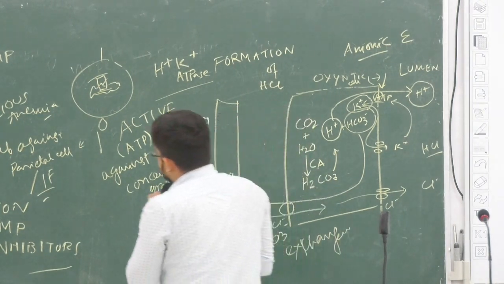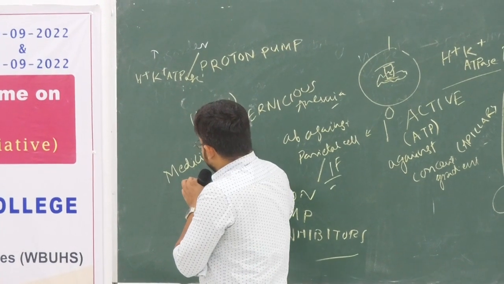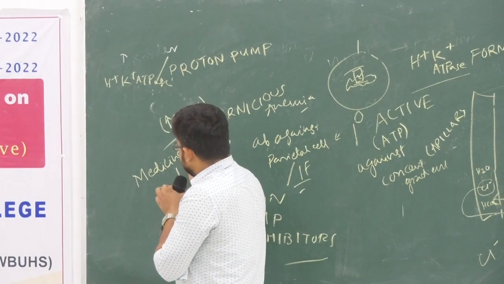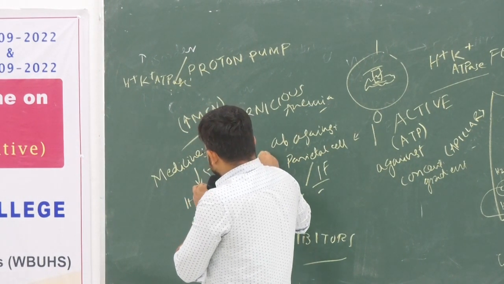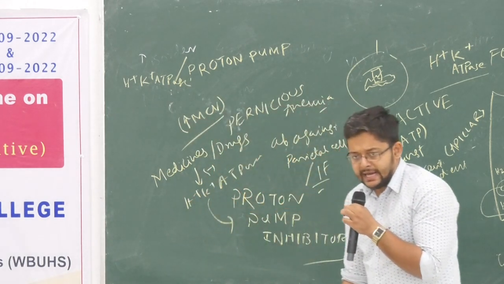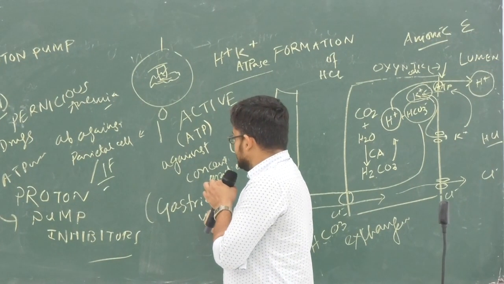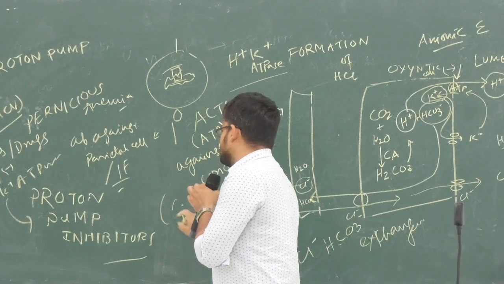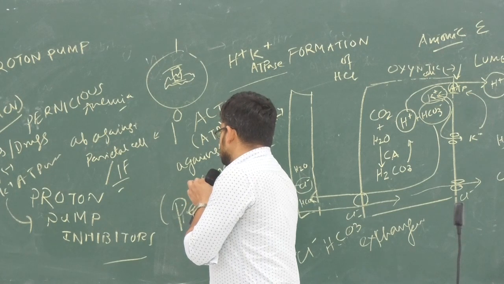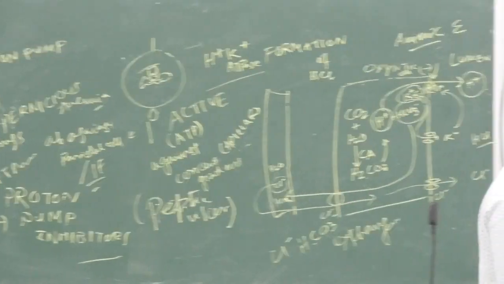So medicines or drugs that inhibit H plus K plus ATPase are known as proton pump inhibitors. They are usually used in gastric ulcer disease, or you can say a better term will be peptic ulcer disease. Next day we will explain why this is a better term. But these are the medicines that we use in peptic ulcer disease or acid peptic disorders.